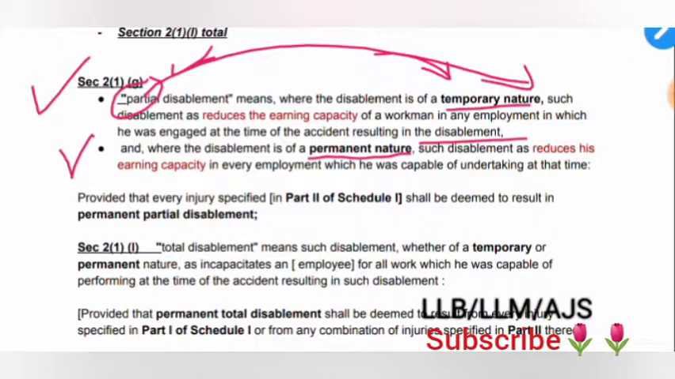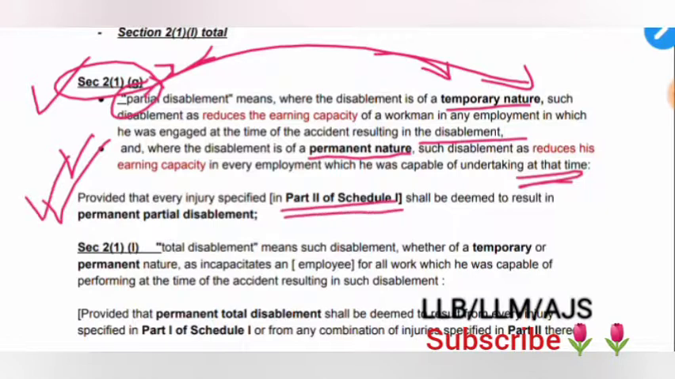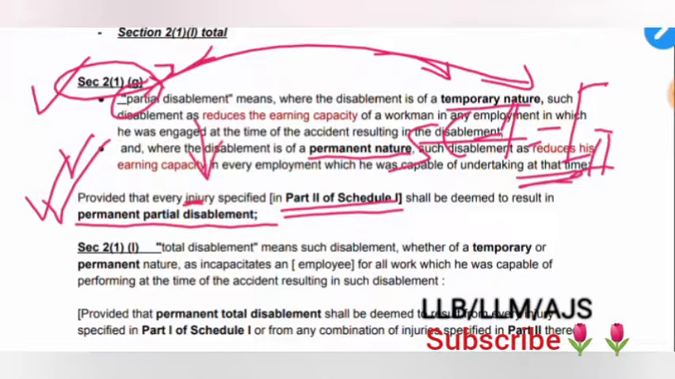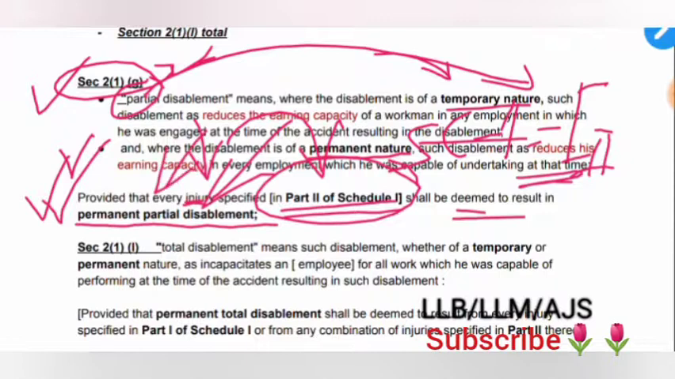If it is of permanent nature, it means it permanently incapacitates a person, such disablement as reduces the earning capacity in every employment which he was capable of undertaking at that time. The proviso to section 2(1)(g) provides that every injury specified in part 2 of schedule 1 shall be deemed to result in permanent partial disablement. The kinds of injuries are specified in part 2 of schedule 1, and those injuries shall be deemed to result in permanent partial disablement. Of course, disablement, as we know, means reduction or loss of earning capacity. Partial means it is not total disablement. He is not totally disabled to work, but just partially disabled or incapacitated to work. Then comes permanent, where the nature of the disablement or injury is permanent, not temporary. Then comes section 2(1)(l).